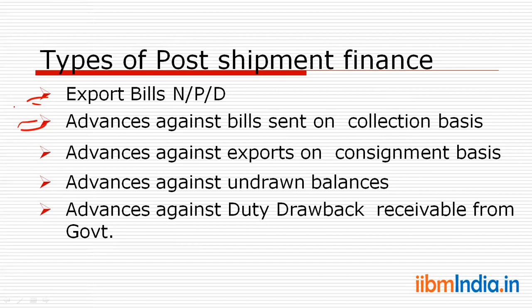Banks may allow advance against these collection bills to exporters at a concessional rate of interest depending upon the transit period in case of DP, and transit period plus usance period in case of usance bills. The transit period is from the date of acceptance of export documents at the bank branch for collection, not from the date of advance. I hope you have a clear idea about advance against bills sent on collection basis.